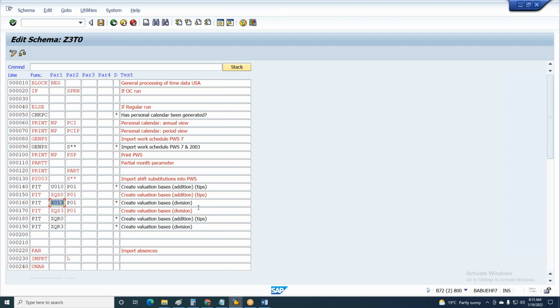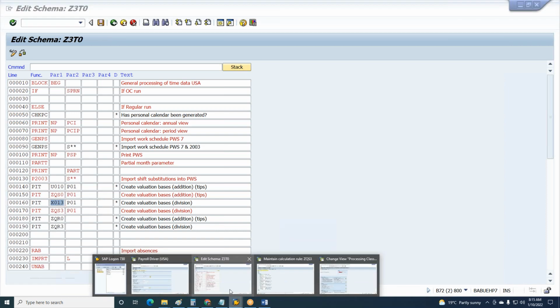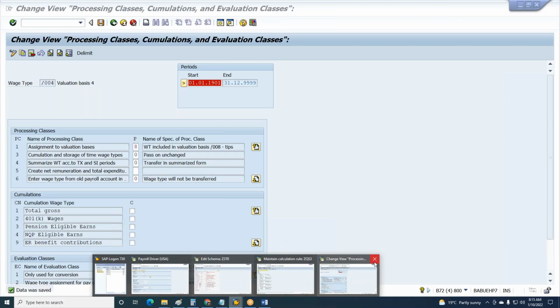SAP provided the template, so you make use of it. Practice this for today. Tomorrow we'll move on to another topic. Rates calculation is a definite interview question in any interview.